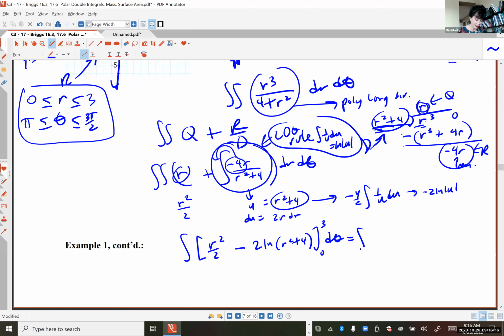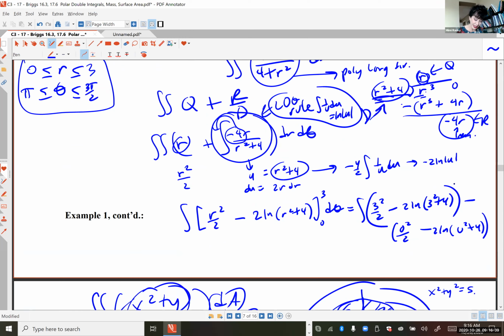Then we have to integrate with respect to theta after we're done with that. So you're going to have 3 squared over 2 minus 2 ln of 3 squared plus 4, minus, and then of course 0 is going to make that first term go to 0, but not the logarithm. Be careful. Plugging in 0 to the logarithm isn't going to be a 0. I think I'm going to have 9 halves minus 2 ln of 13, and then minus minus, so that's going to be plus 2 ln of 4.